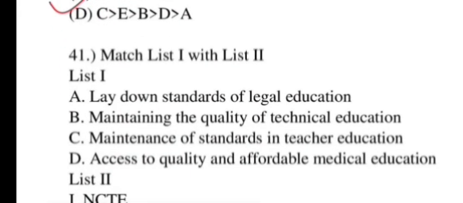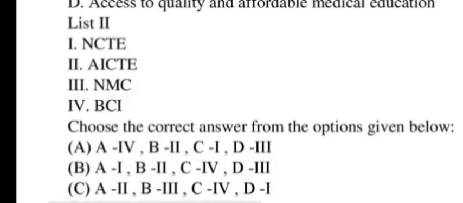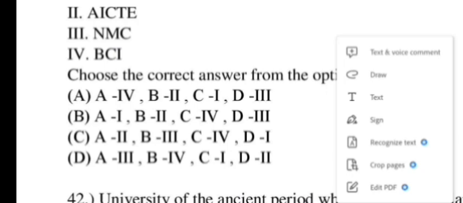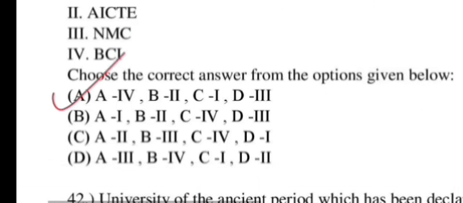In list 1 we have A, B, C, D. A: lay down standards of legal education. B says maintaining the quality of technical education. C says maintenance of standards in teacher education. D says access to quality and affordable medical education. List 2 says NCTE, AICTE, NMC, BCI. So these are the options as usual. I will not read all. Let me give you the correct answer straight away. So it will be A4, B2, C1, D3. That means option A will be correct.